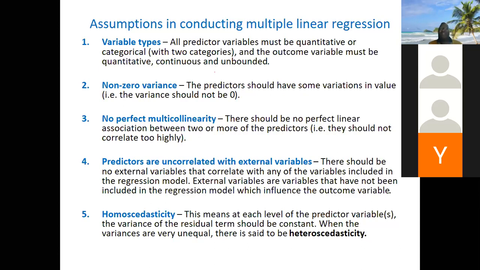There must be no perfect multicollinearity. I've explained multicollinearity: when you have two or more variables whose correlation is perfectly 1. They correlate perfectly.